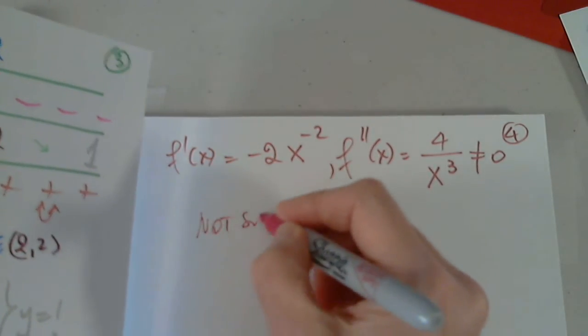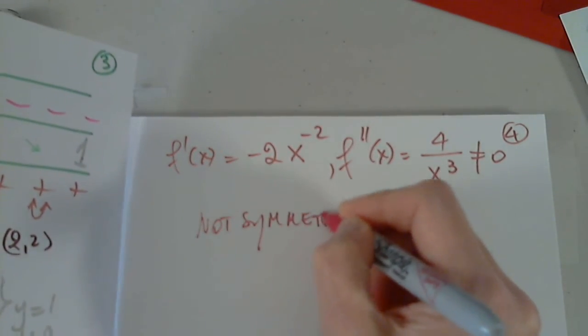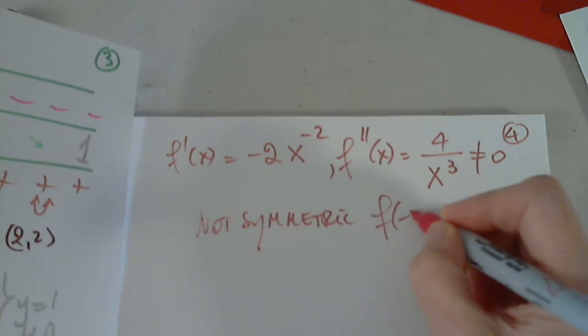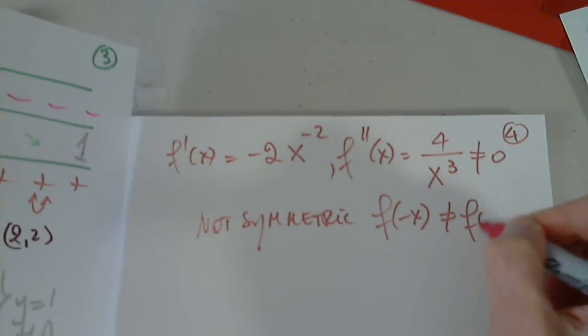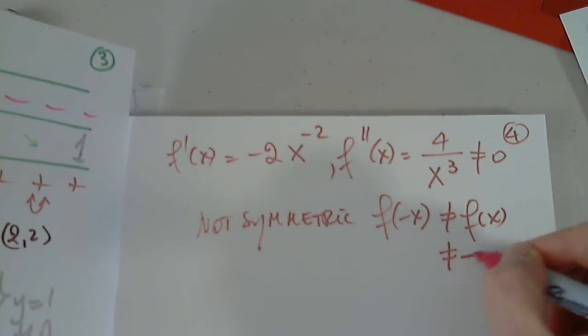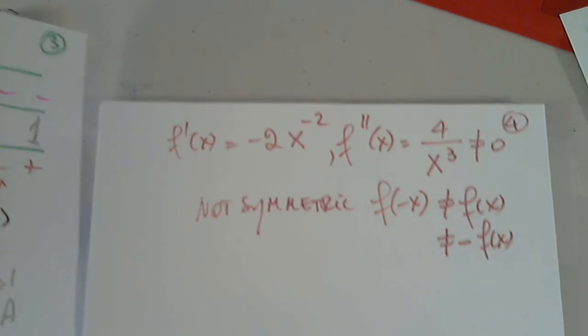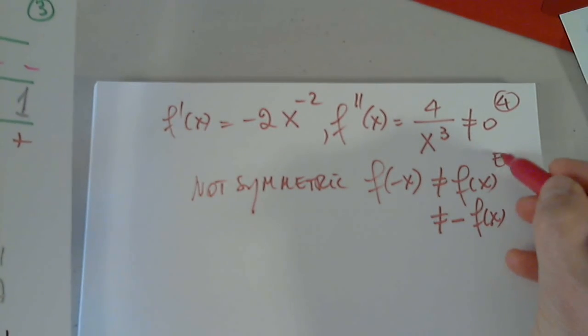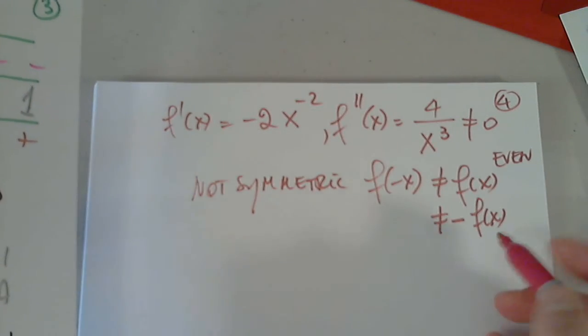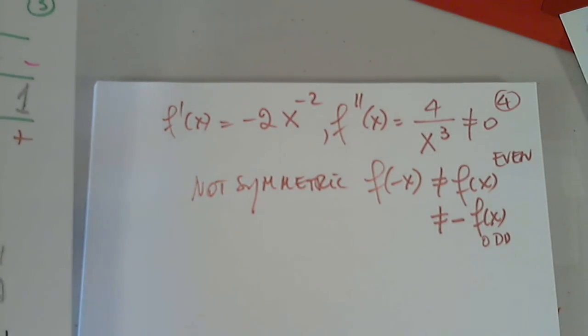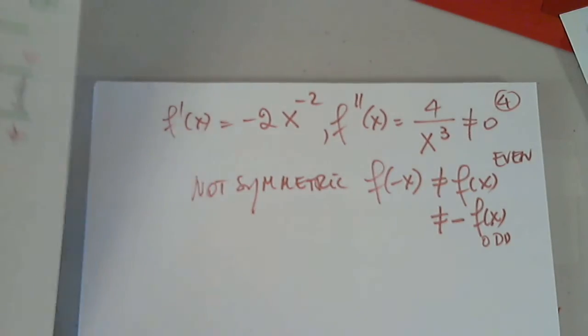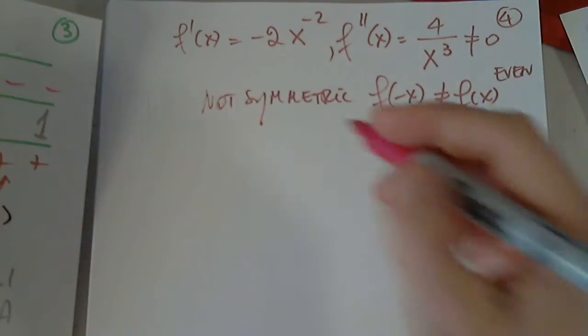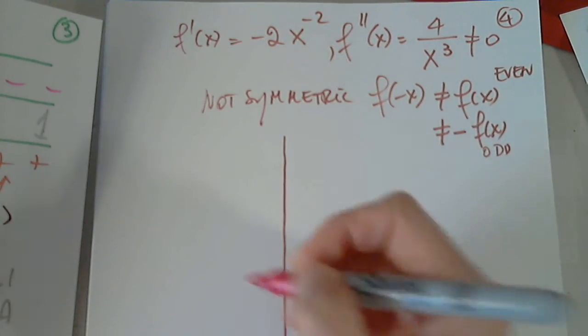It's not symmetric, and I have to mention that. Not symmetric. f of negative x does not equal f of x, and it does not equal negative f of x. If this were true, the function would have been even. If this were true, the function would have been odd. None of the above. And this is it. Now I'm ready to graph.